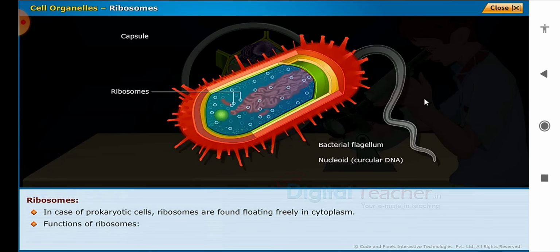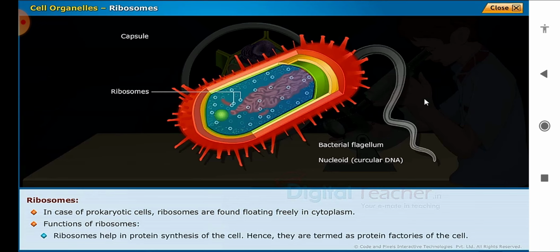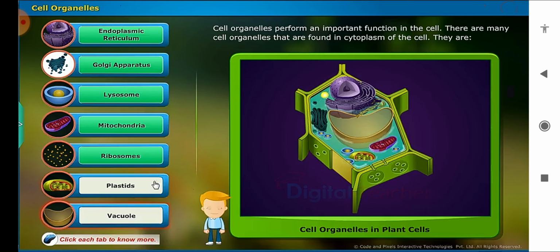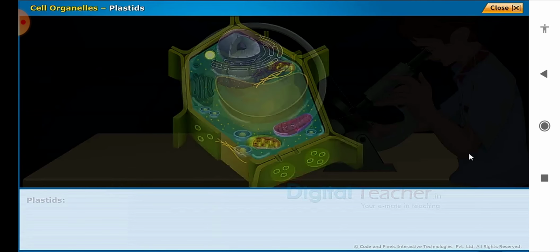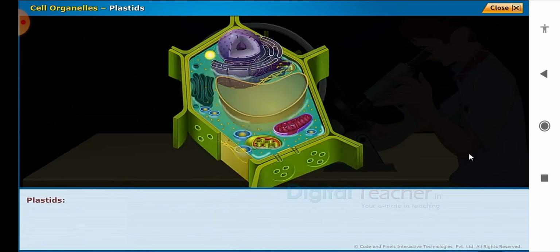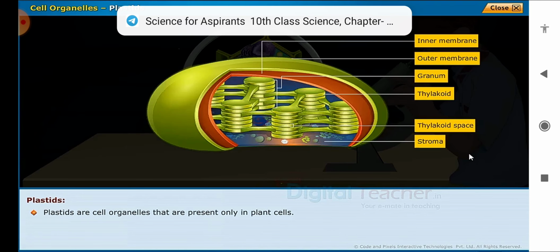Functions of ribosomes. Ribosomes help in protein synthesis of the cell. Hence, they are termed as protein factories of the cell. Plastids. Plastids are cell organelles that are present only in plant cells.